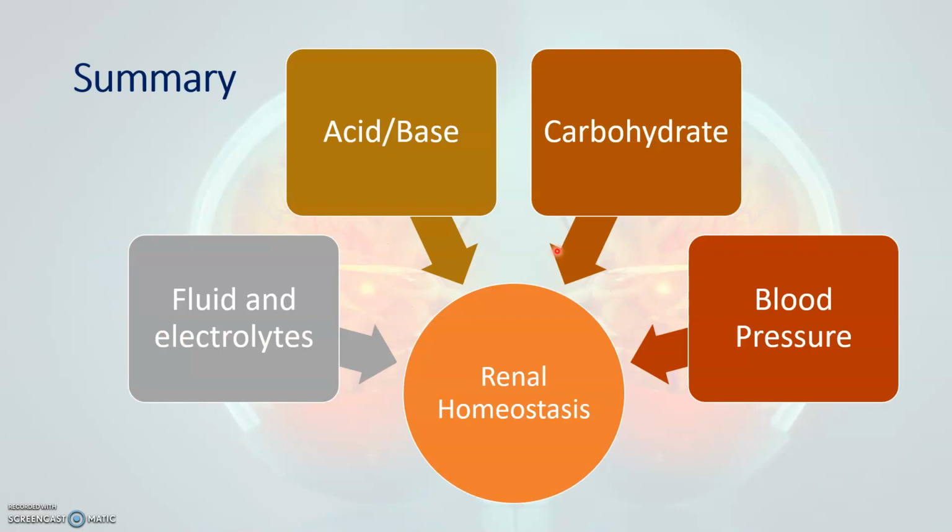So this is the end of our short series on renal homeostasis, and we looked at the way the kidney regulates the balance of fluid and electrolytes, acid-base status, and carbohydrate and glucose metabolism. I hope you found this series useful. As we said, if you have any questions or comments, you can bring them up in class. Thank you.